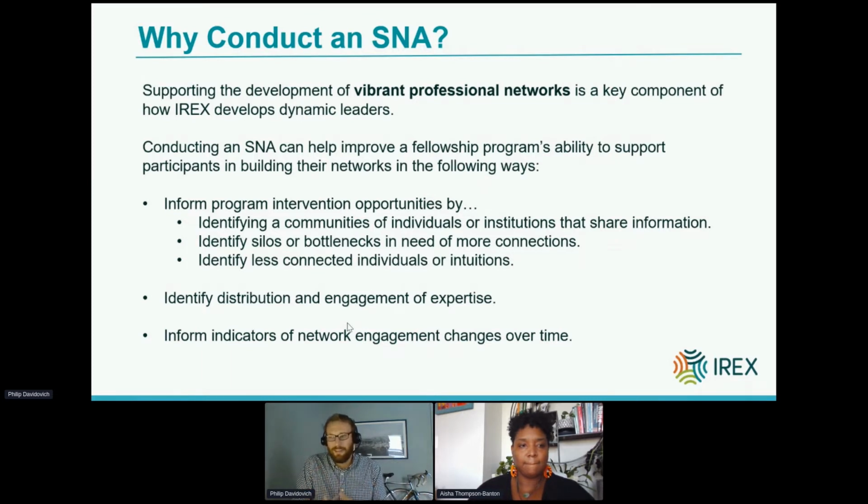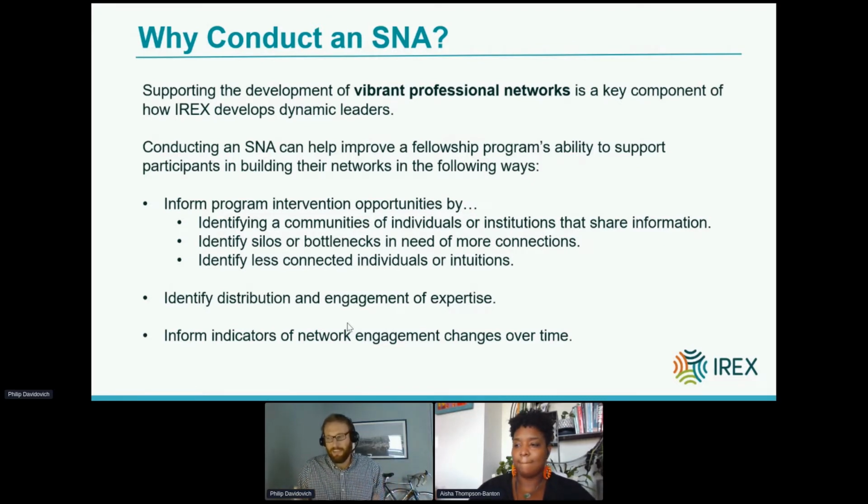This is possible by identifying a community of individuals or institutions that share information, identifying silos or bottlenecks in that network that are in need of more connections, and identifying less connected individuals and institutions, visually on the fringes of that network, that seem to have only one or two linkages to their own area.